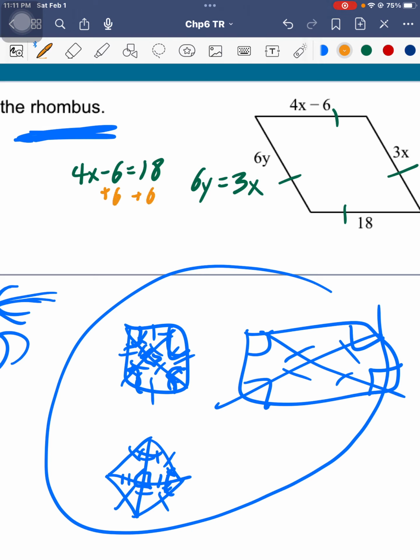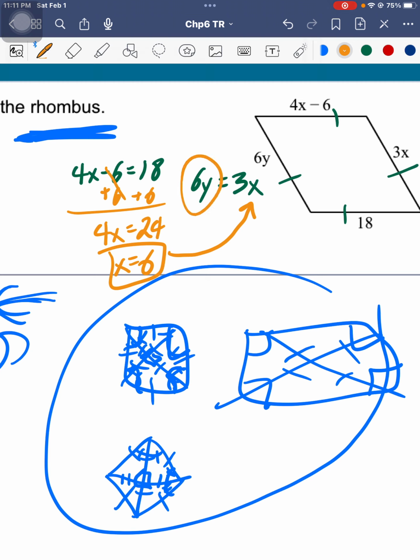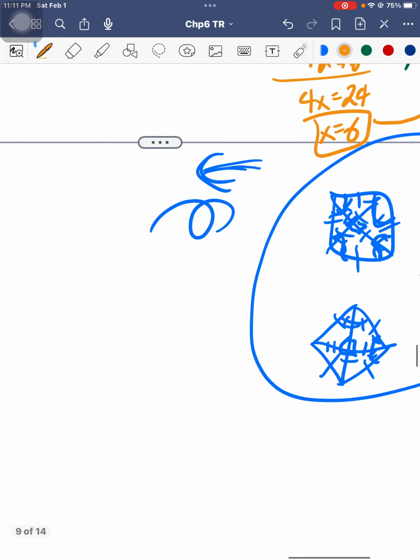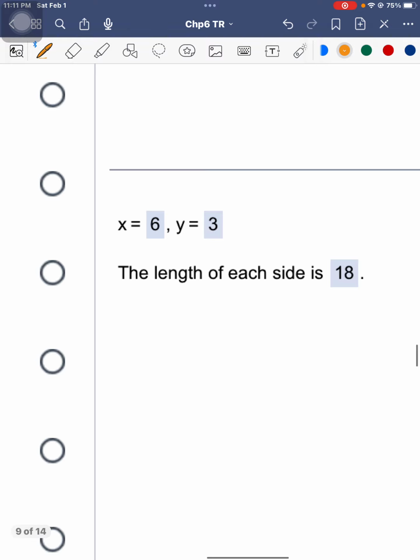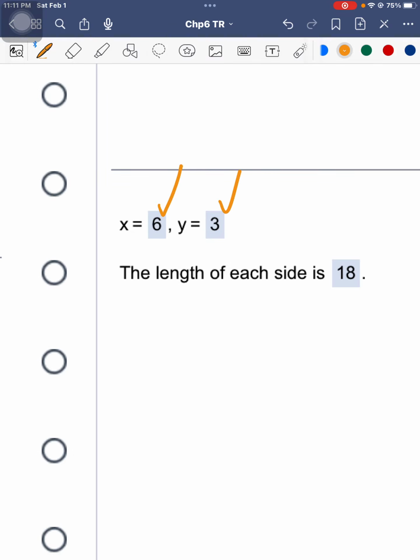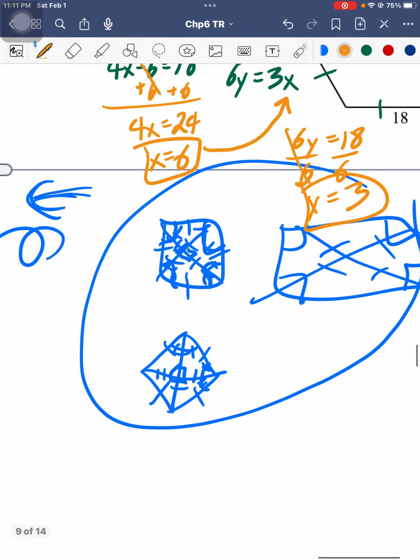So plus 6, plus 6, 4x equals 24. So x equals 6. So now I know if x equals 6, I can just plug that in here and find my y. So 6y is equal to, what's 3 times 6? 18. Divide by 6, divide by 6. y is equal to 3. So my x should be 6 and my y should be 3. x is 6, y is 3.